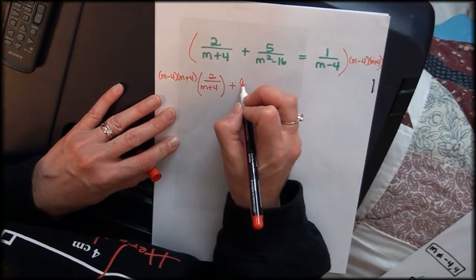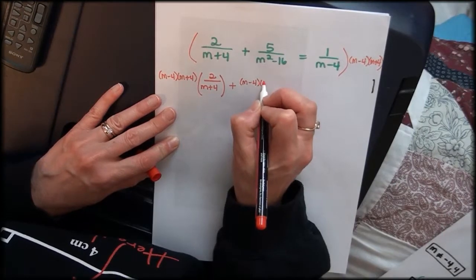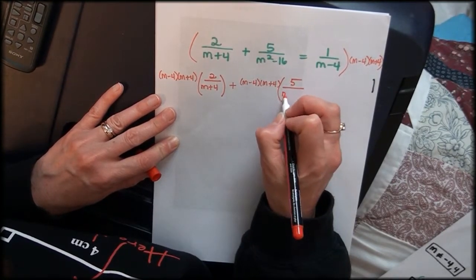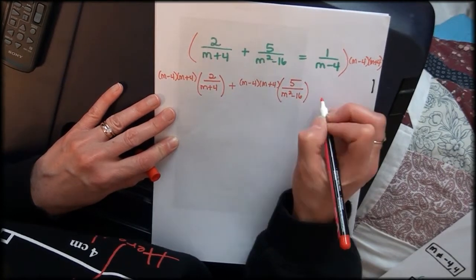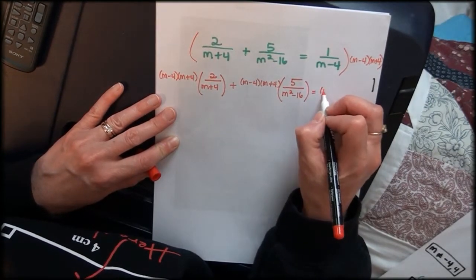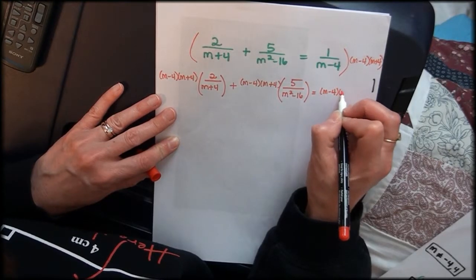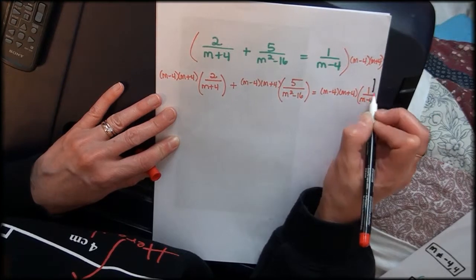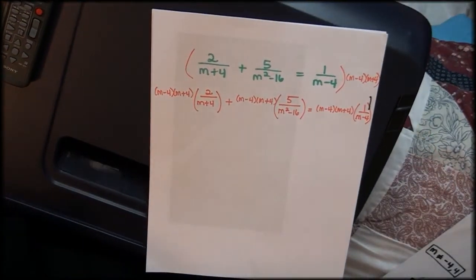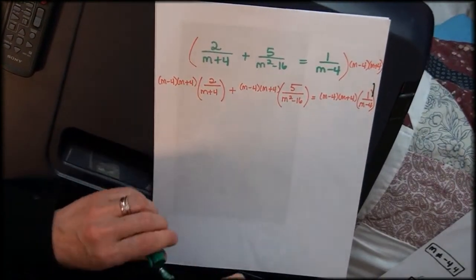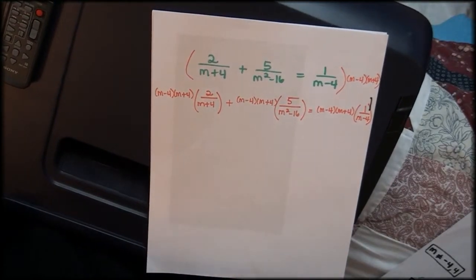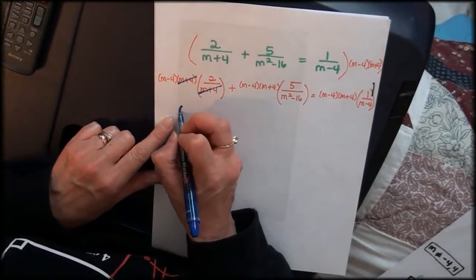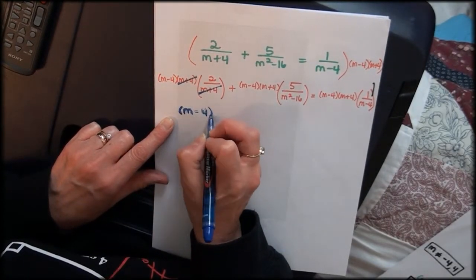I'm going to take this one, do the very same thing. Every single term. Multiply it by that LCD. And I'm going to take the right side of the equal sign and do the same thing, multiply it by the LCD. Because what happens is, notice that now my m+4s are going to cancel, and I'm just left with an m-4 times a 2.